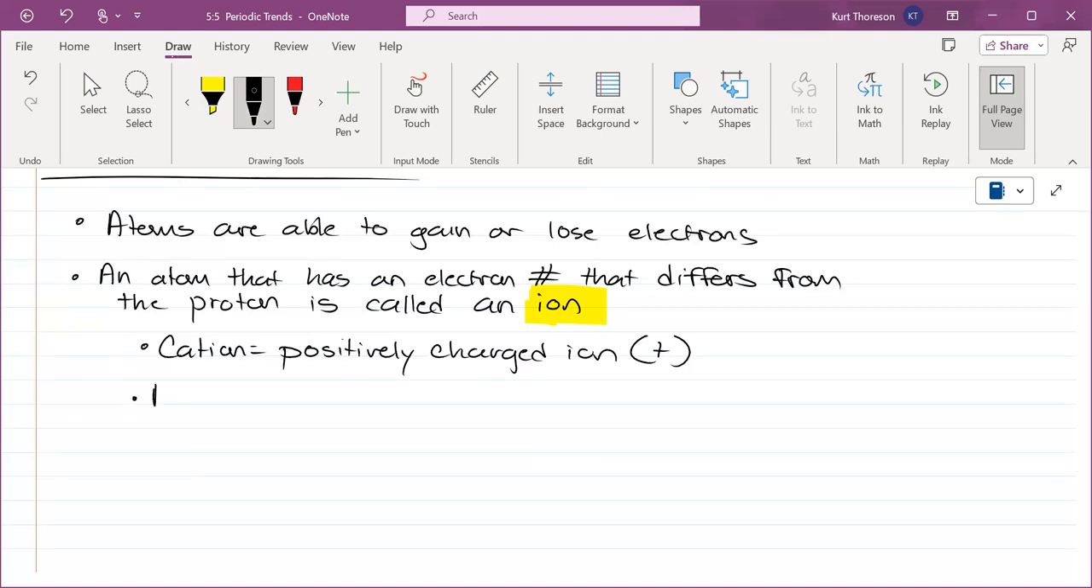The opposite of a cation is an anion. This is a negatively charged ion.